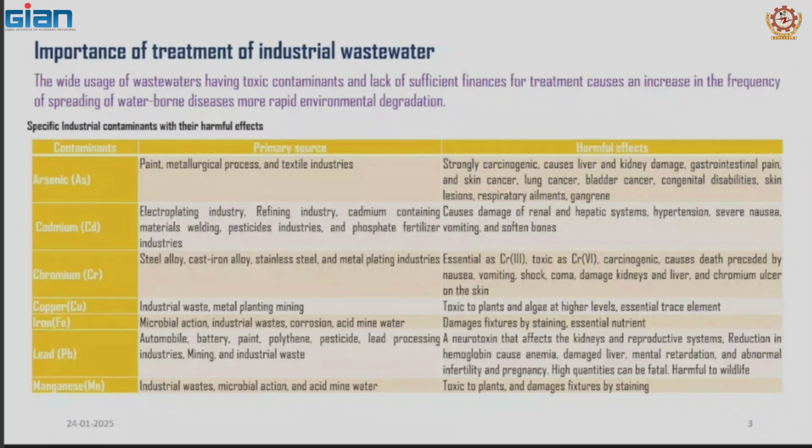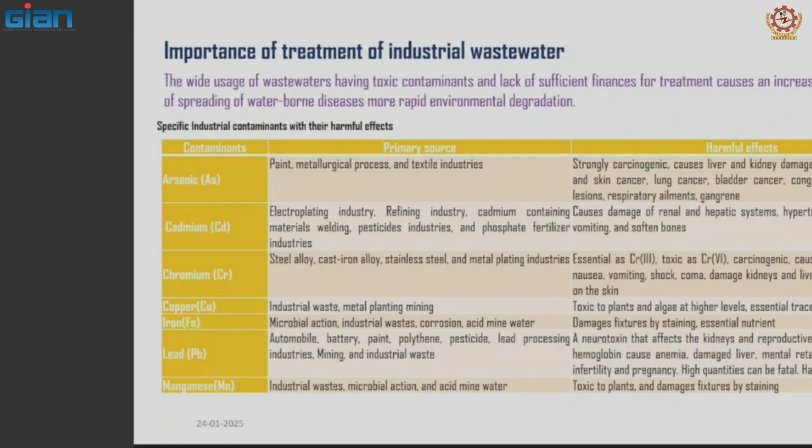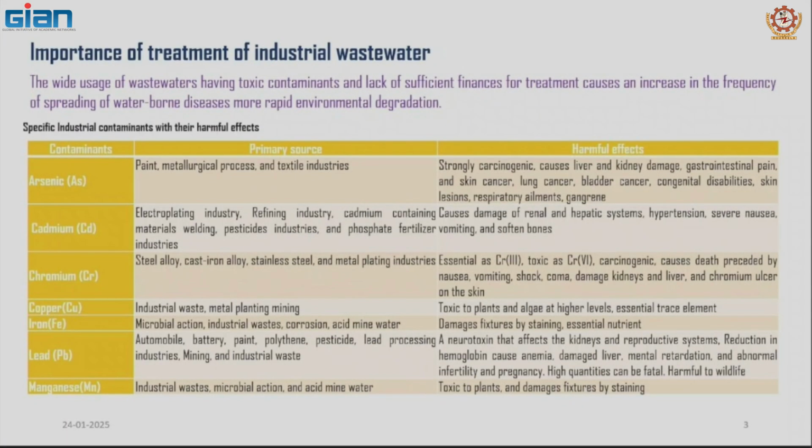So this table describes the harmful effects of these contaminants, and their primary sources from different industries. As far as arsenic is concerned, it comes from paint, metallurgical processes and textile industries. Chromium comes from steel alloy, cast iron alloy, stainless steel, metal plating industries, then tanning industries, and from mines runoff and mineral processing.